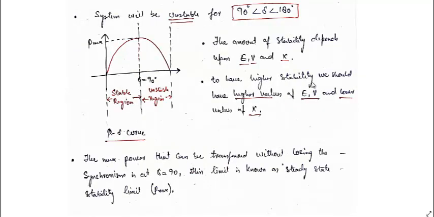To have higher stability, we should have higher values of E and V, and lower values of X. That is why we increase the voltage level. This is one of the reasons to increase the voltage level, to make the system more stable and to decrease the value of X. We use bundle conductors as well for this case to decrease the reactance X. This is one of the reasons for bundle conductors. The prime reason for bundle conductors is to reduce the corona loss.